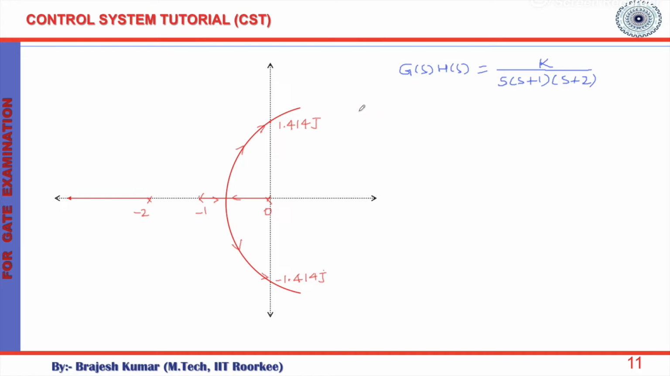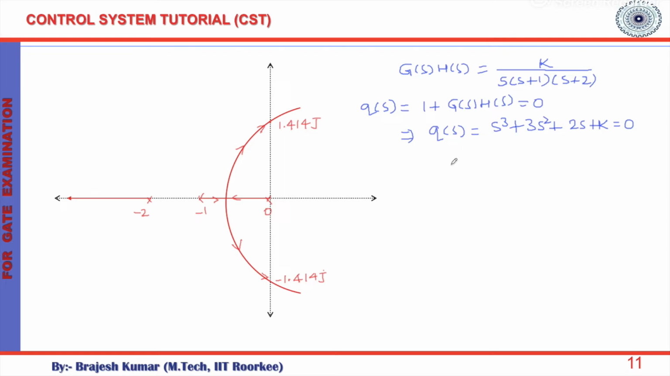The characteristic equation we denote by Q(s). This is basically a standard notation, that will be equal to 1 plus G(s)H(s), that will be equal to 0. So putting the value of G(s)H(s) from the above expression, what we will find? We will find that the characteristic equation Q(s) will become s cubed plus 3s squared plus 2s plus k, and that will be equal to 0.